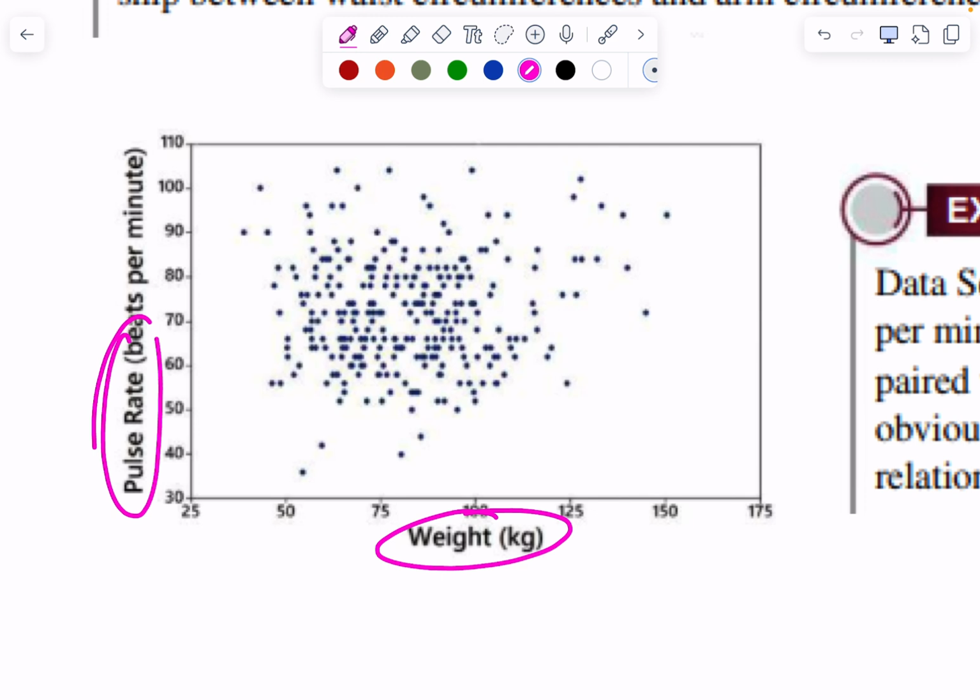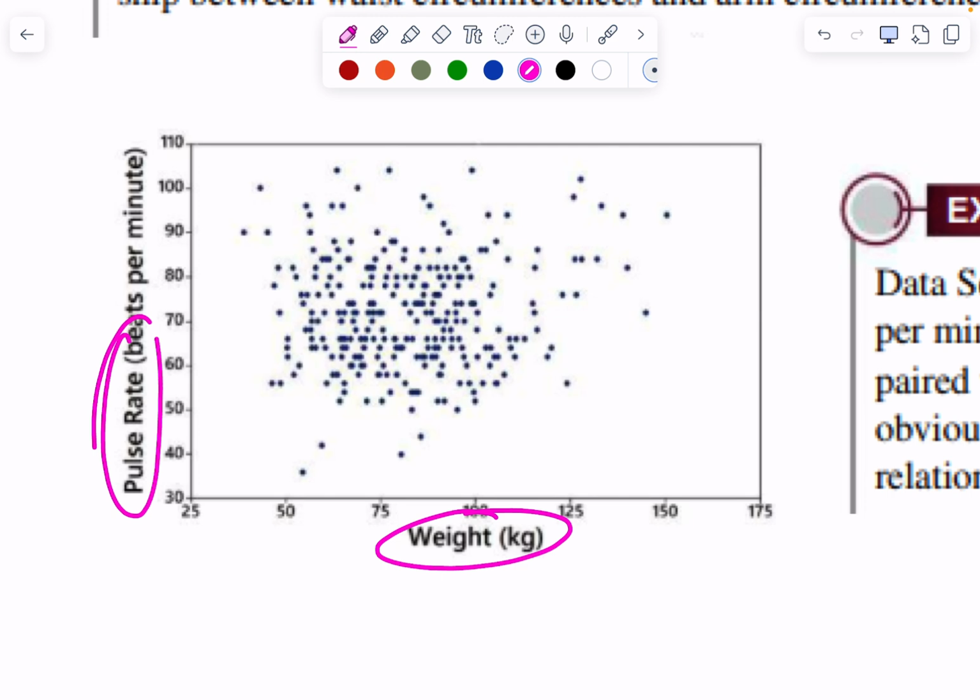So, do we see how these two things would probably not be related? Your weight has nothing to do with what your pulse rate is. Now, normally, if you're overweight, then your heart has to work harder. But does that mean it's beating faster? That doesn't necessarily mean it's beating faster, right?